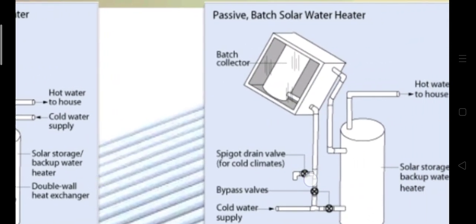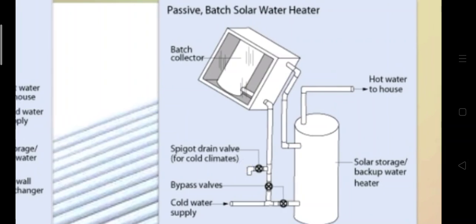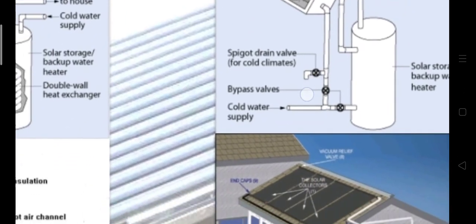And the second one is the passive batch solar water heater. Here the batch collector is there. Here are a spigot, drain valve, and bypass valves, cold water supply to this tank, and a solar storage backup water heater. In this water heater, solar energy is converted into heat energy, and that hot water is supplied to the house. This is another type of batch solar water heater.